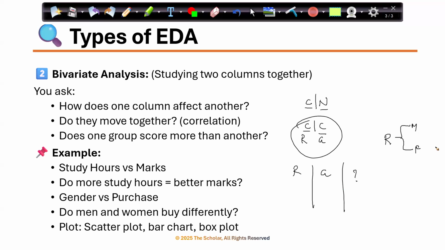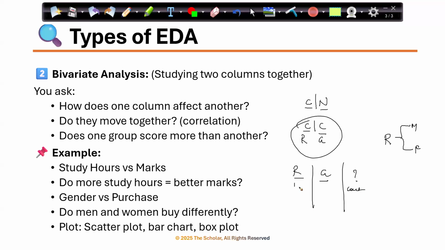I can just count it, right? Count is not a feature. Count is not coming from your source. Count is just I'm counting the records. So when we have a categorical and a categorical, the information I am going to get is count.